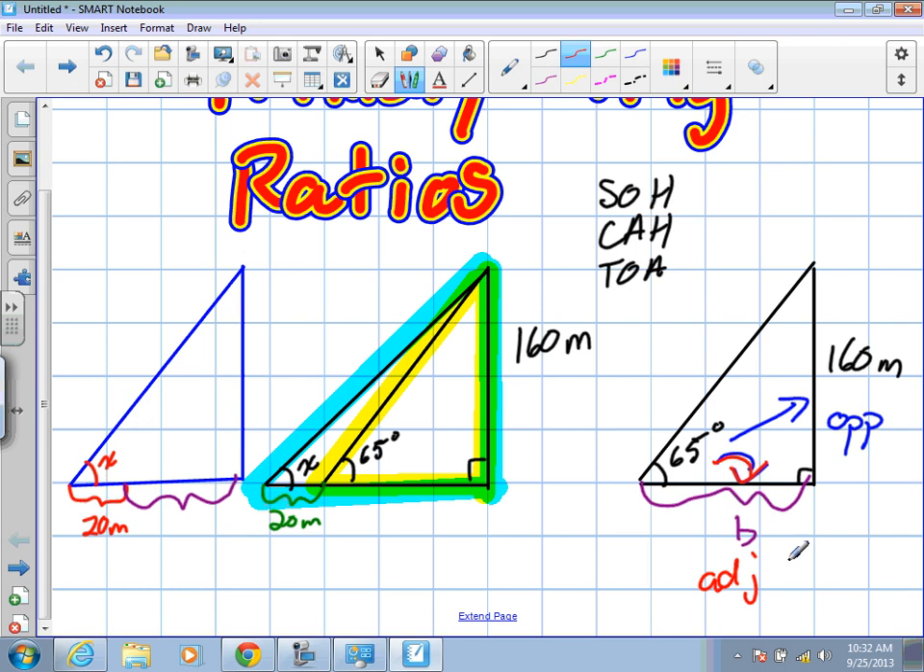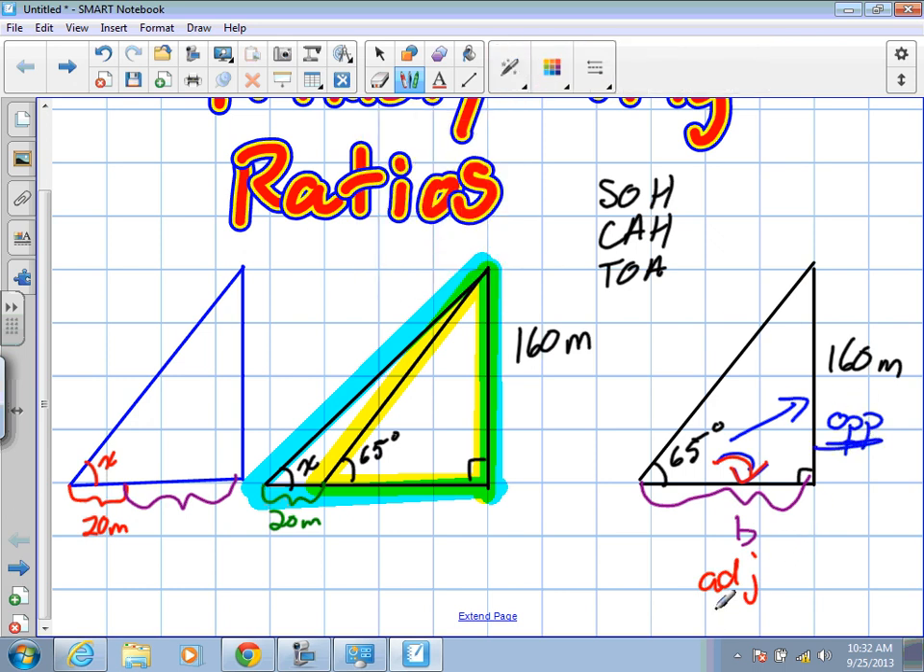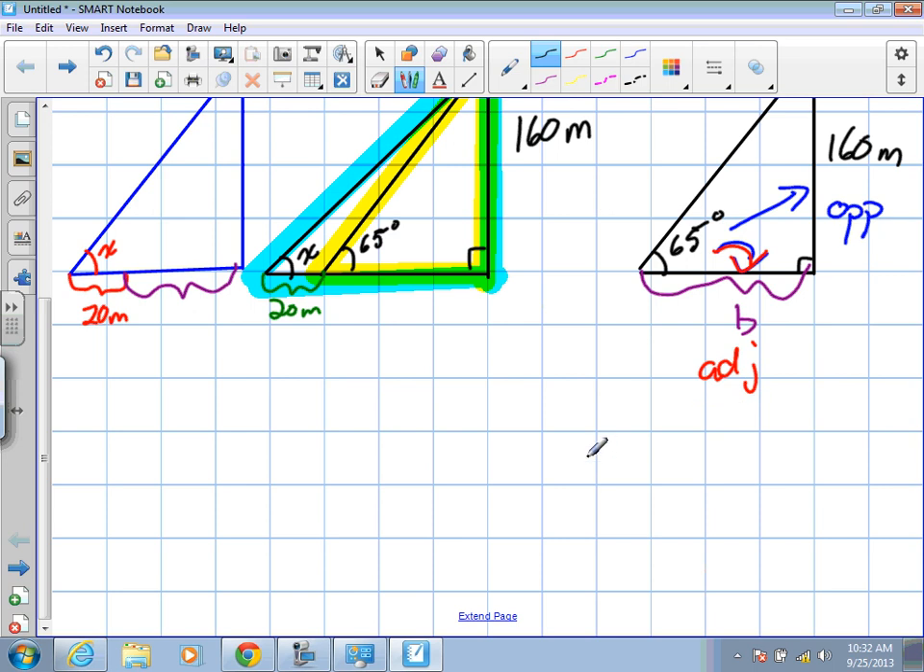Which means I need one of the ratios that deals with opposite and adjacent. That's right. TOA deals with opposite and adjacent. So our tangent ratio. So let's set up our tangent ratio. Usually it's written as tangent, and I'm going to put a symbol called theta. This represents an angle. Okay? Is equal to our opposite over our adjacent. So let's take the information we do have. What angle did we have? 65. So we have tangent 65.